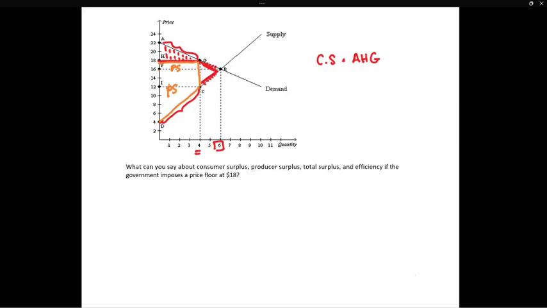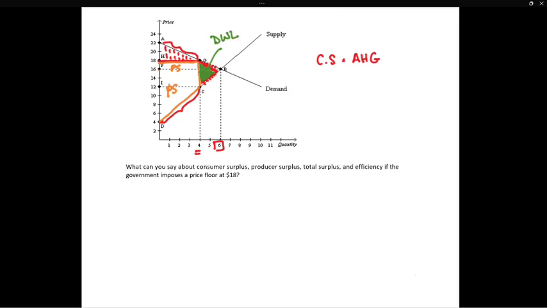However, we have the area that used to be part of the consumer surplus now is lost because this trade did not happen. We lose these buyers. And that's a loss for the society. And this area that used to be part of the producer surplus is also lost. And that's a loss for the society. And as a result, the society loses. We call this area deadweight loss.